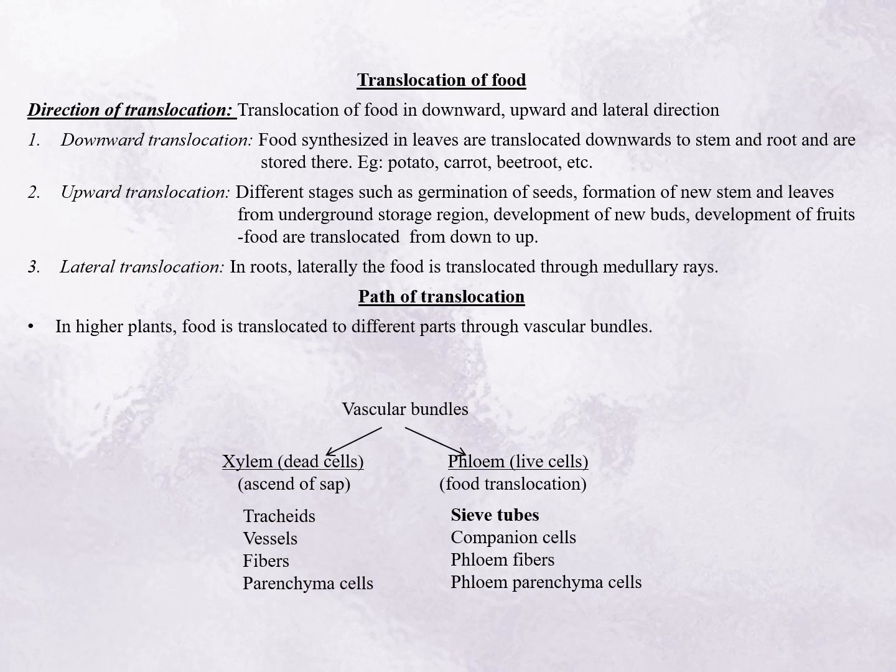The path of translocation in higher plants is usually xylem and phloem, as we said earlier. Xylem consists of dead cells and hence ascent of sap happens there, and the cells involved are tracheids, vessels, fibers, parenchyma cells. The vascular system also consists of live cells, the path of translocation through phloem, where food is translocated. Ionic exchanges, ions, elements, hormones, etc. move through phloem. It consists of components such as sieve tubes, companion cells, phloem fibers, phloem parenchyma cells.